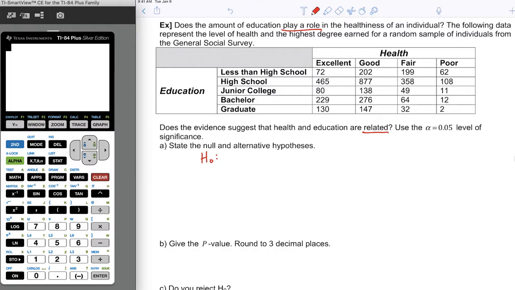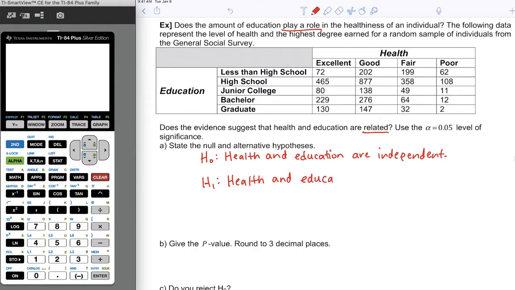So we will name the variables. So H naught, we can say something like health and education are independent. Meaning there's no connection, there's no relationship between them. And your H1, which is the suspicion here, is that there is some sort of relationship. So we can say health and education are dependent. You could use the word related, you could use the word associated. I'm going to say dependent, but those all mean the same thing.